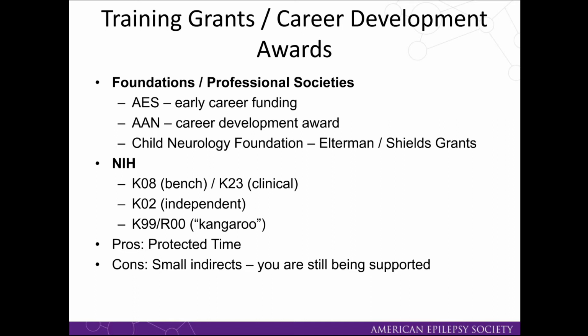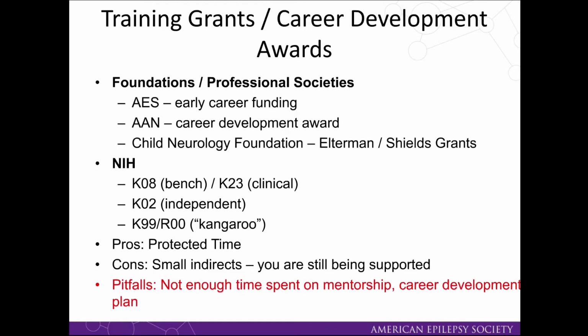The con is that the indirects are usually smaller, and so the institution is investing in you. You're providing a little bit of money for the lights and for administrative support, but it's not the same as what you're going to get with an R01, and so that's just something to be careful of. When writing these grants, the main pitfall is that some people do not spend enough time talking about mentorship or their career development plan. I've heard of this happening again and again, where you're so focused on your science that you don't spend enough time thinking about your career development plan.